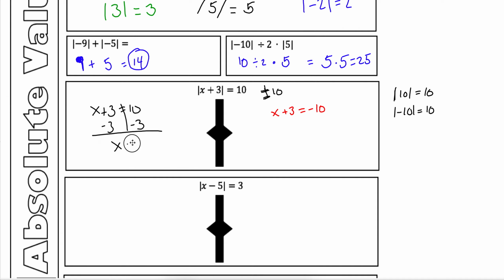We're left with x equals 7. So when x plus 3 is 10, x is 7. 7 plus 3 equals 10. Well, what about when x plus 3 is negative 10?